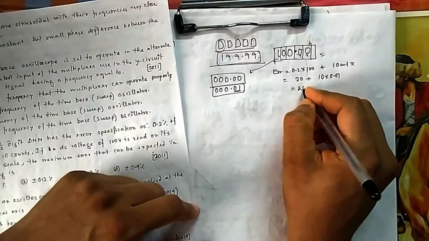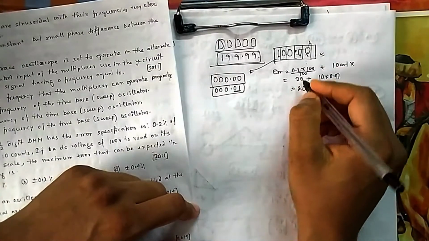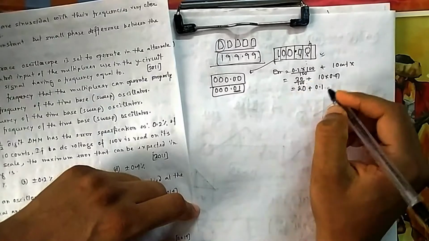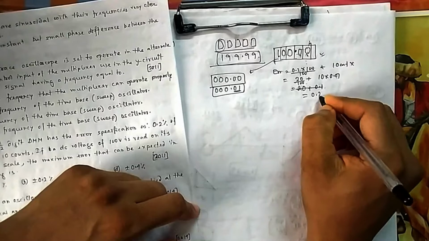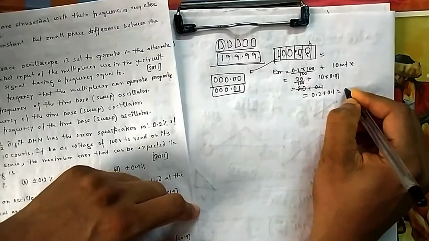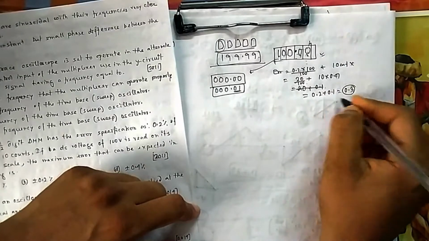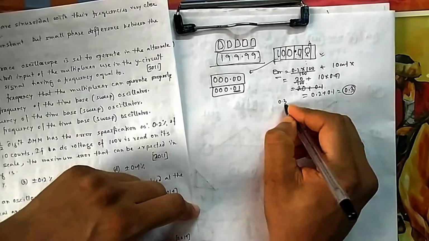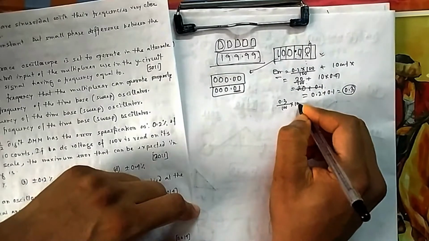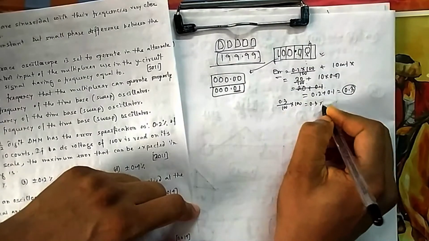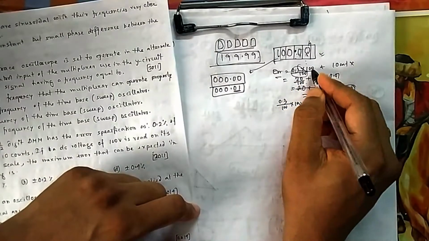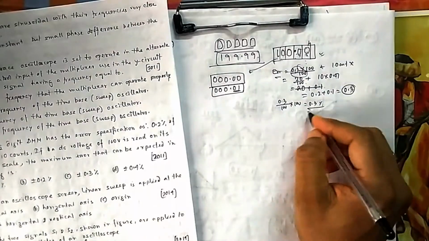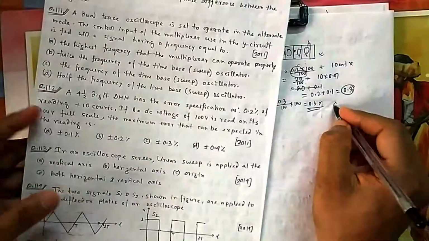So it is 0.2%. Ultimately it will be 0.2 plus 0.1, that is 0.3. So 0.3 out of 100. So in percentage it is 0.3%. It was not 0.2% of full reading. So if you do this one, that is 0.3%, which is your option C.